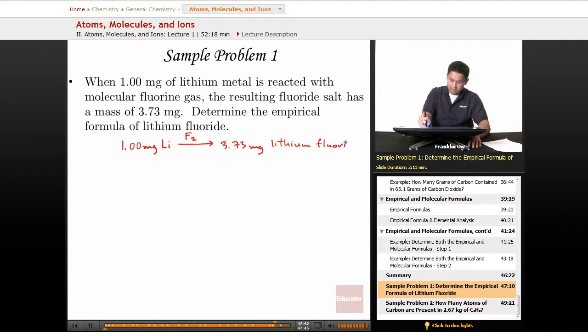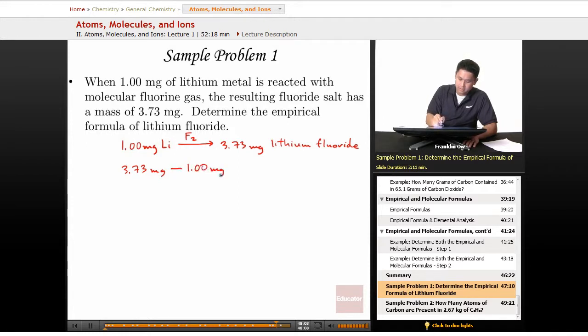Well, if I start with only 1 milligram of lithium and I wind up with 3.73 milligrams of compound, why did my mass get heavier? The mass got heavier because it reacted with fluorine. Fluorine came on board. And so we can actually determine the mass of fluorine. And that's just the difference. 3.73 mg minus 1.00 mg. And that's going to give us 2.73 mg, which is the mass of fluorine reacted.